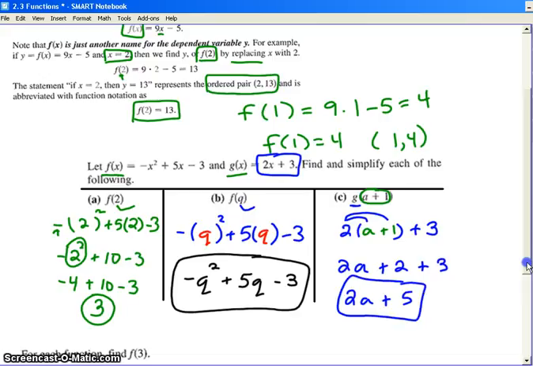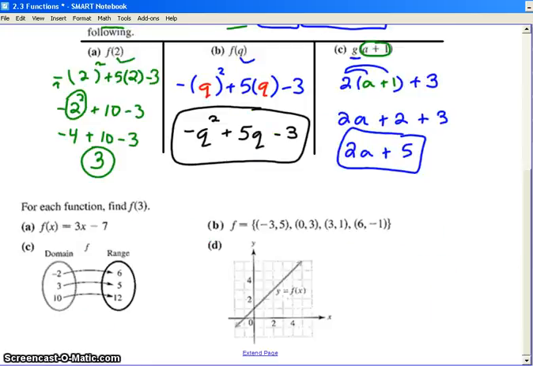Notice back in the directions it said find and simplify each of the following. So if you have a variable that's being substituted in, you're not going to have a number answer. You're just going to have an expression like we have on B and C here.